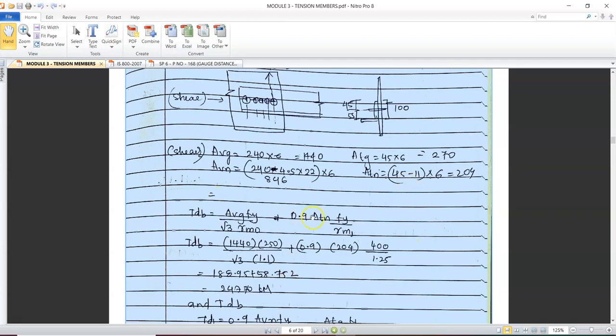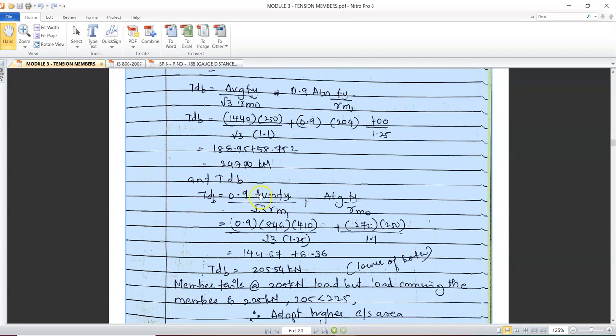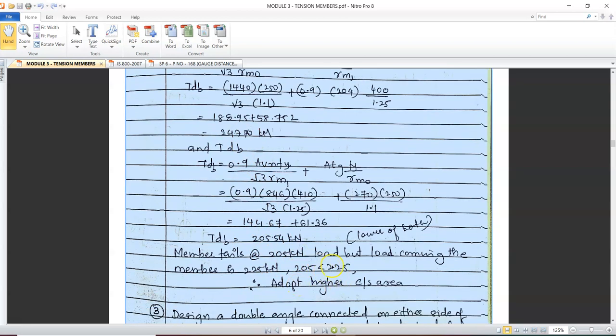When you substitute those in the formulas, you will get the block shear strength. One is 247, the other one is 205. The lesser of those two is 205 kilonewton, which is less than 225 kilonewton. Therefore, it is unsafe for block shear, or the angle fails by block shear. That is why you have to adopt a higher section.